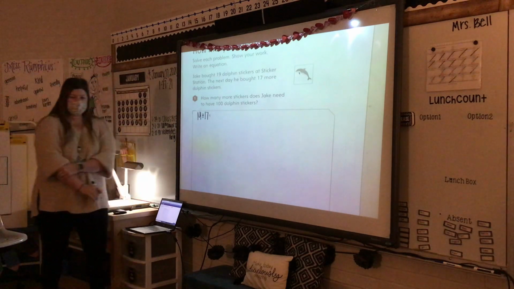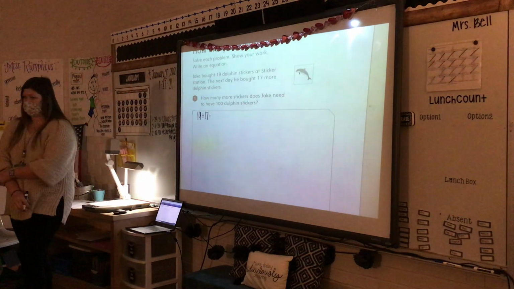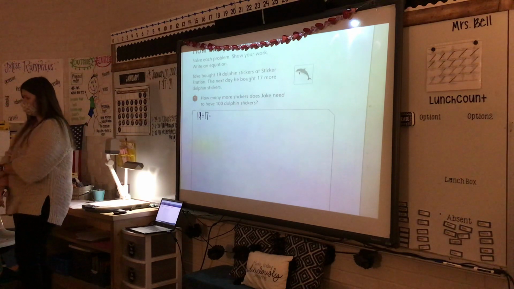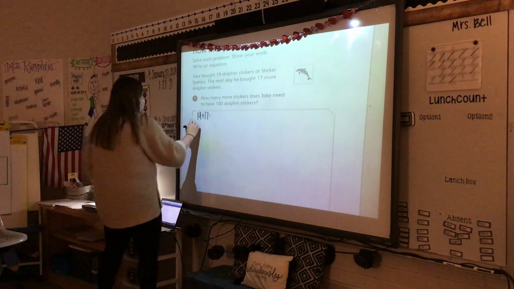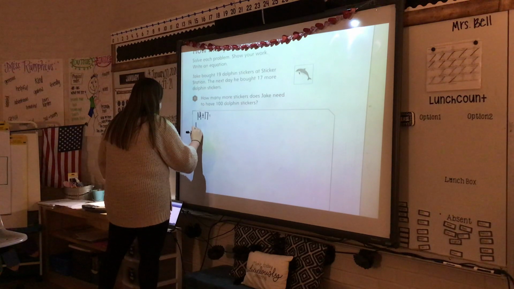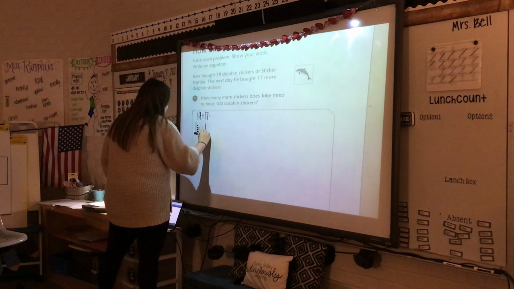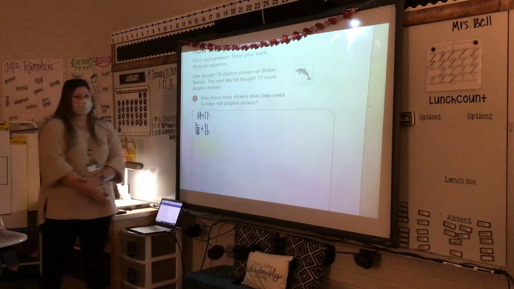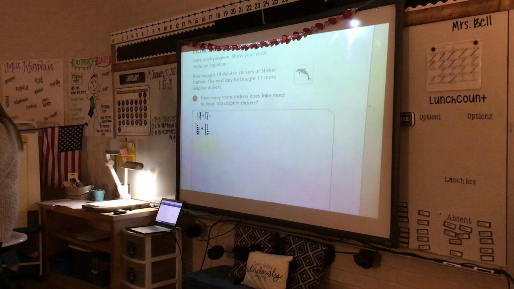Okay. So I know that I can use Sticker Station to add this. What would I need to draw for 19? Good. 1 strip of 10 and 9 singles. And then I would add 1 strip of 10 and how many singles? 7 singles. Okay. So you're going to draw both of those. Jackson, we're not doing that yet. Please follow along.